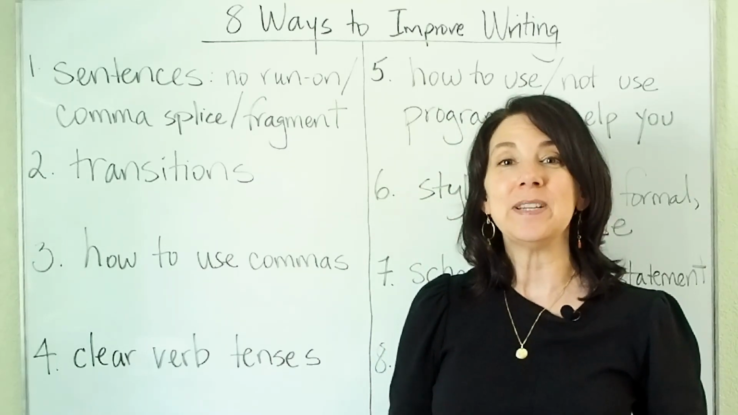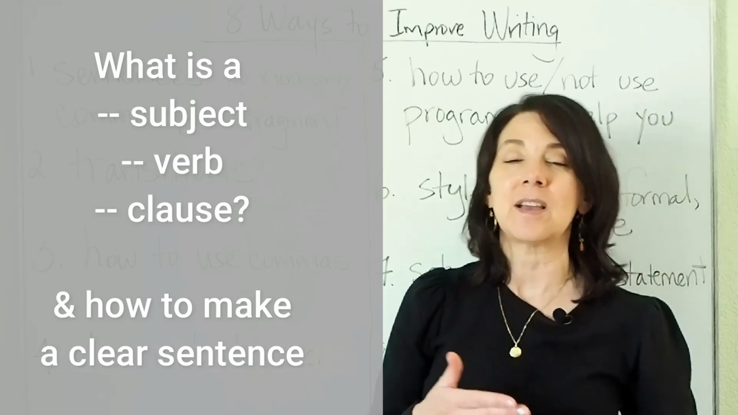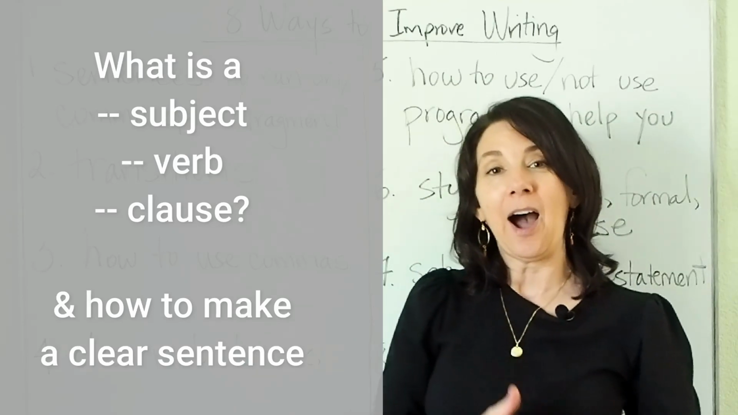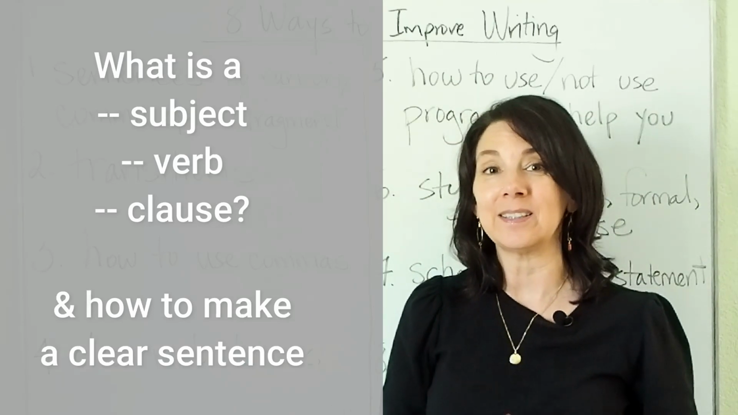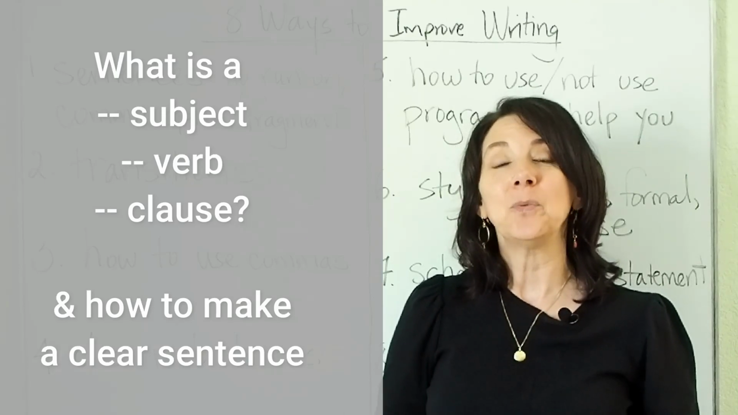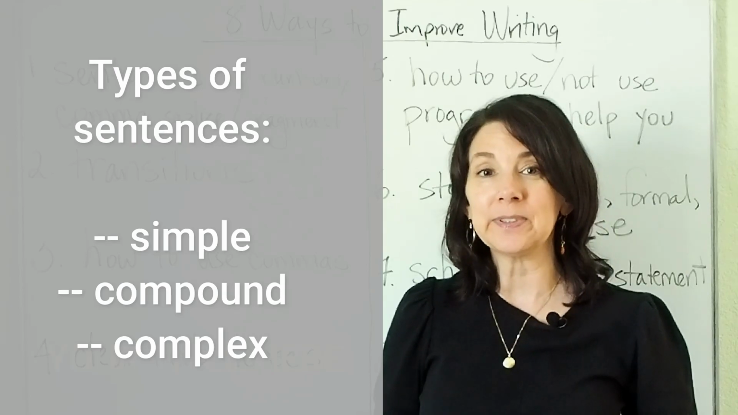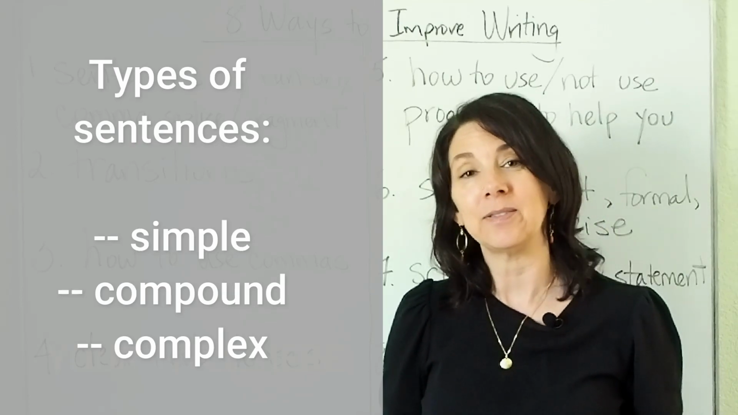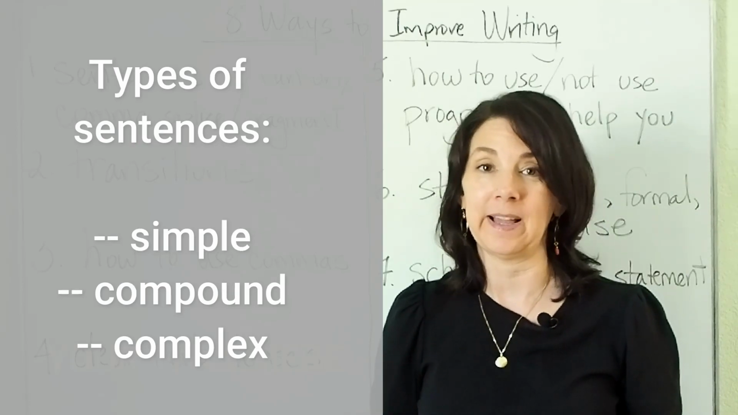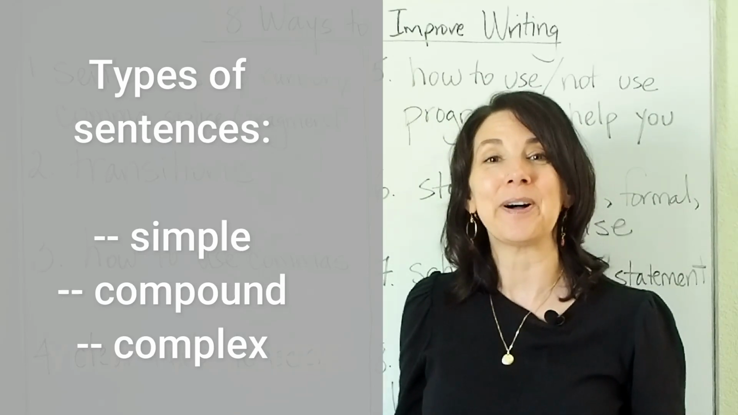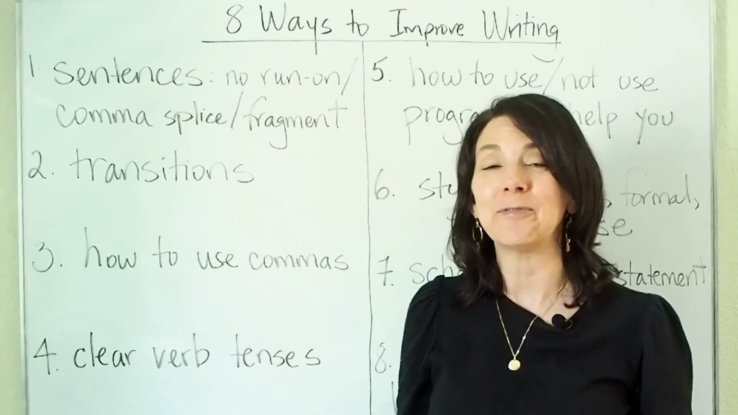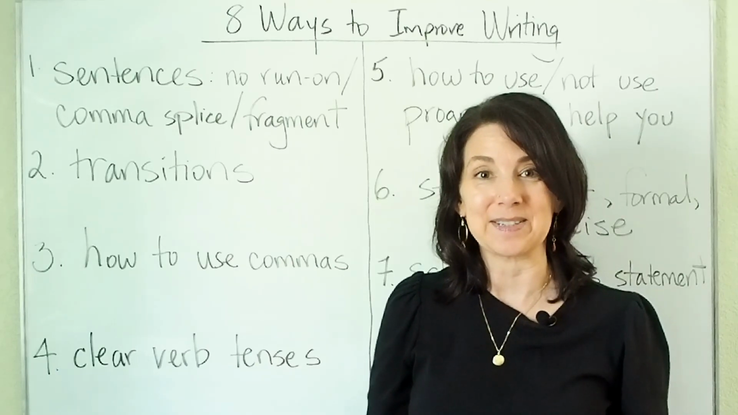And that means that you need to understand what a subject is, what a verb is, how to put those together to make clear English sentences, and what different types of sentences are. You need to know what a simple sentence is, a compound sentence, and a complex sentence. And if you're not sure about that, I will link a video above about clauses and sentences.